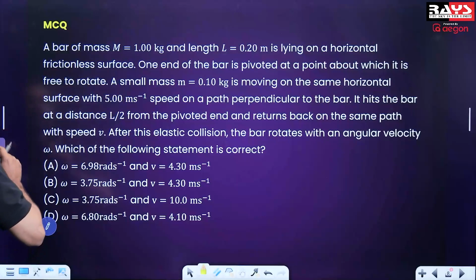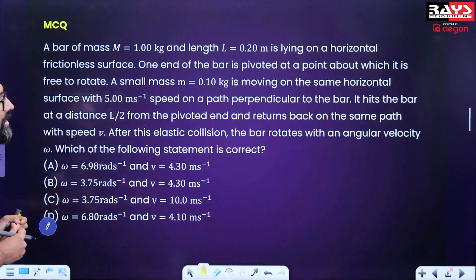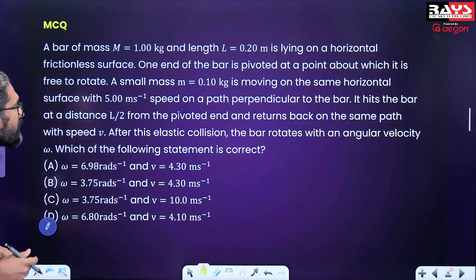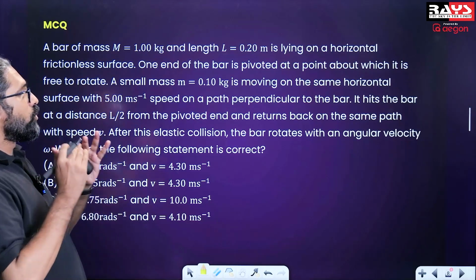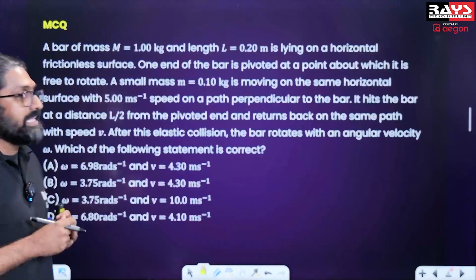It hits the bar at a distance L by 2 from the pivoted end and returns back on the same path with speed v. After this elastic collision, the bar rotates with an angular velocity omega. Which of the following statements is correct?